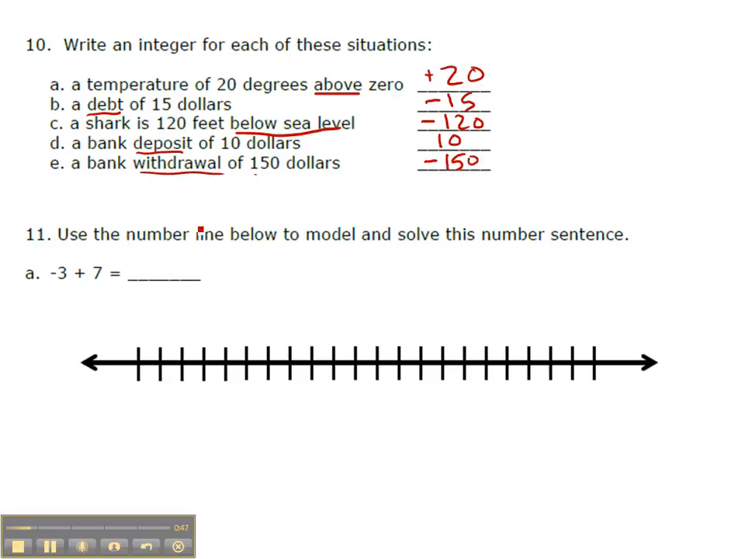Number 11, we're going to use the number line below to model and solve this number sentence. Negative 3 plus 7. So start with 0, start at the origin, and represent that first integer, negative 3. That will be an arrow going 3 spaces to the left and ending at negative 3 on the number line. Then from where we leave off, we're going to add 7, so we need to go 1, 2, 3, 4, 5, 6, 7 to the right.